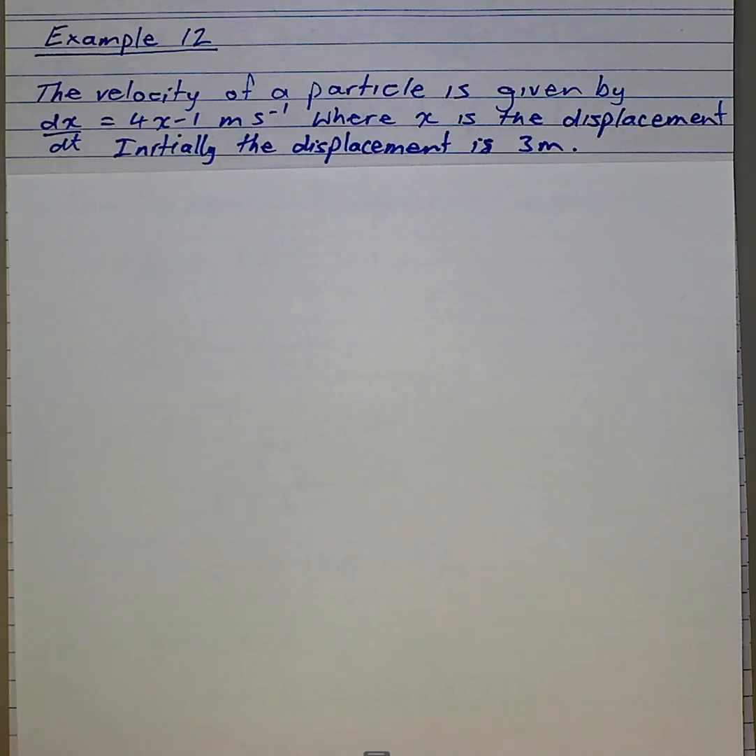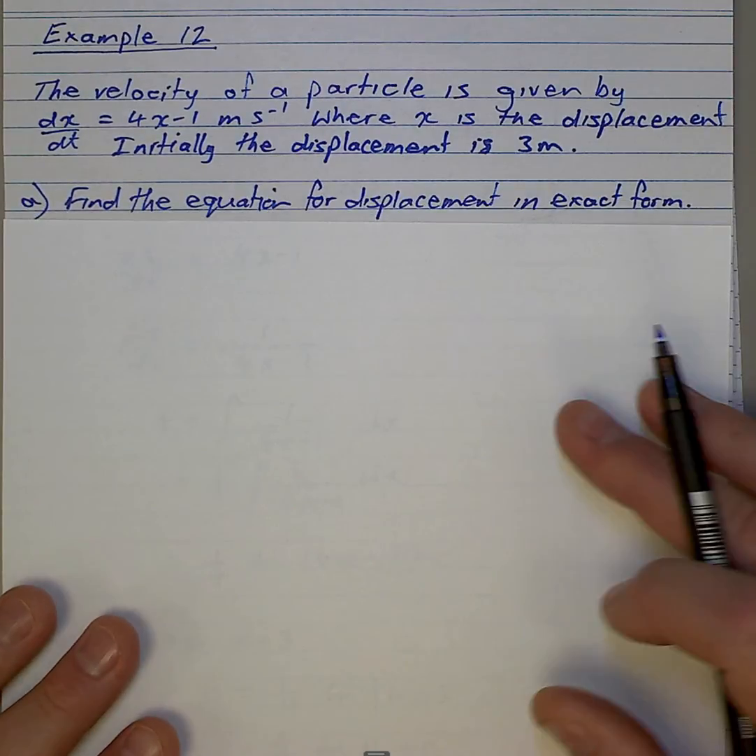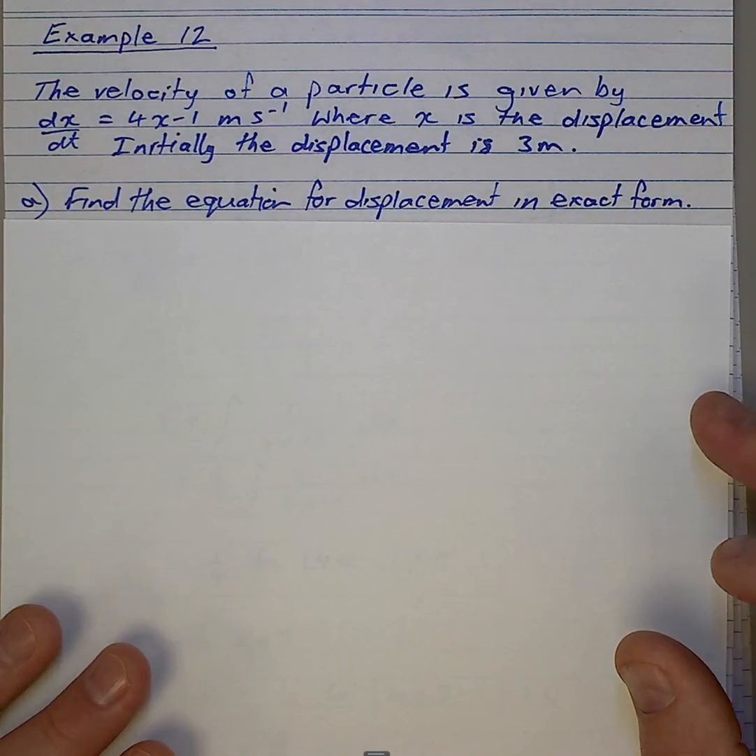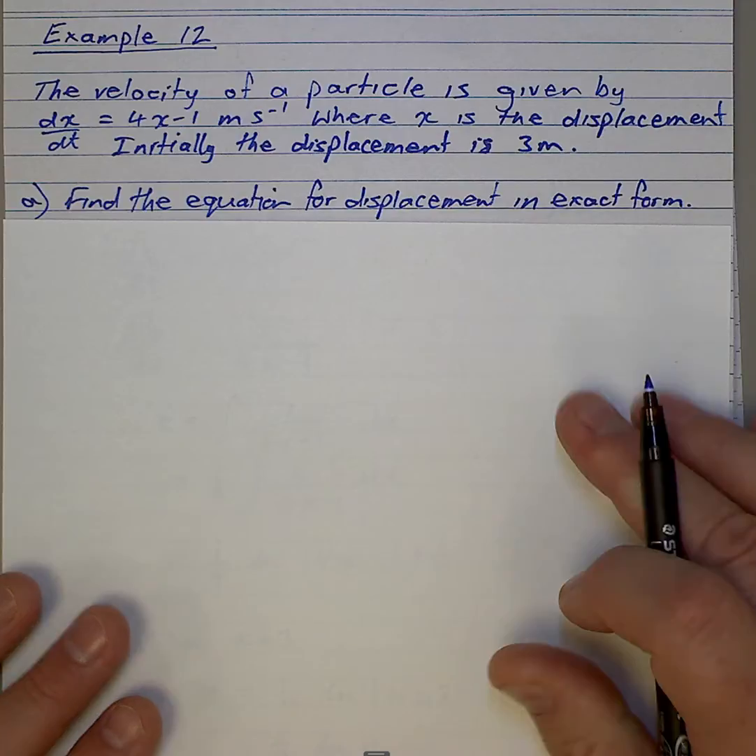In example 12, the velocity of a particle is given by dx/dt equals 4x minus 1 meters per second, where x is the displacement. Initially, the displacement is 3 meters. Now, in part A, we want to find the equation for displacement in exact form. So exact form, just no approximations.